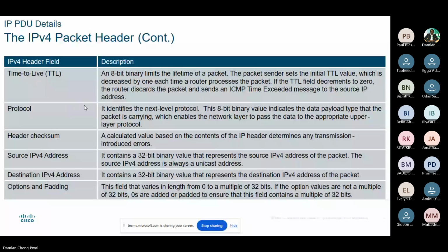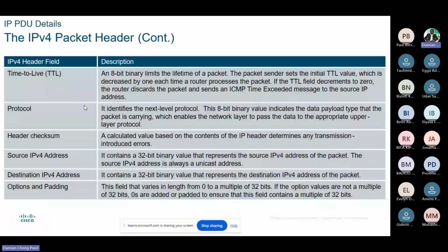The TTL decreases by 1 each time a router processes the packet. If the TTL field decrements to 0, the router discards the packet and sends an ICMP time exceeded message to the source IP address. So what we're trying to say, maybe you have observed this. Maybe you're trying to reach a website. You enter this, then after a while, you just get an error message on your page.